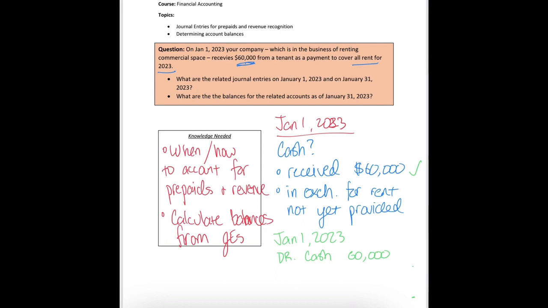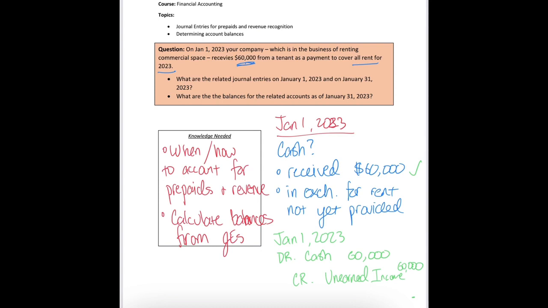So what are we going to credit here? We're going to credit unearned income. And this is a liability. We haven't actually recognized that income yet because we haven't actually earned it. So I'm going to set up a liability here for $60,000 for unearned income. Okay, so that's our journal entry as of January 1st, 2023.